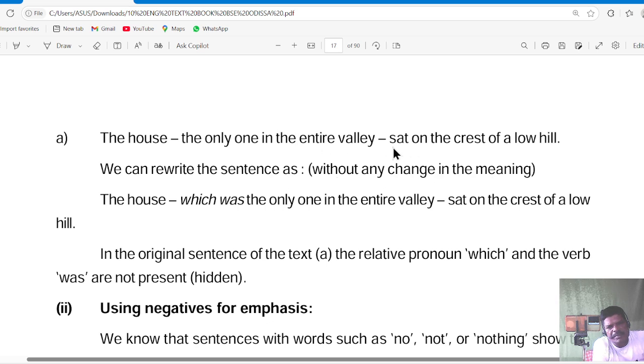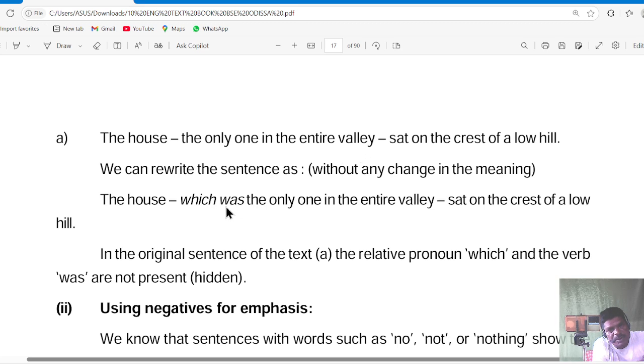This sentence, the meaning stays the same, but we can rewrite it using a relative clause: the horse which was the only one in the entire valley. Which one is the only one? It is the only one in the entire valley.